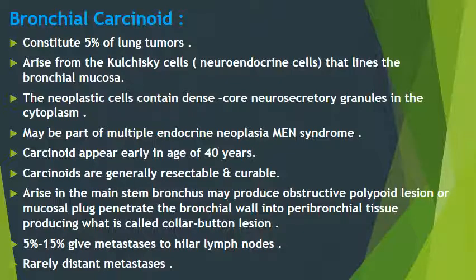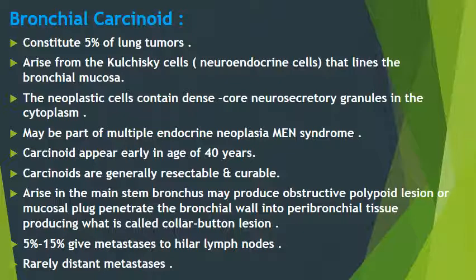It may be part of multiple endocrine neoplasia syndrome, when there is a gene mutation that leads to more than one organ being involved in such a syndrome. This carcinoid appears early, at the age of 40 years, resectable and curable. 5 to 15% give metastasis to the hilar lymph node and rarely metastasize to distant organs.